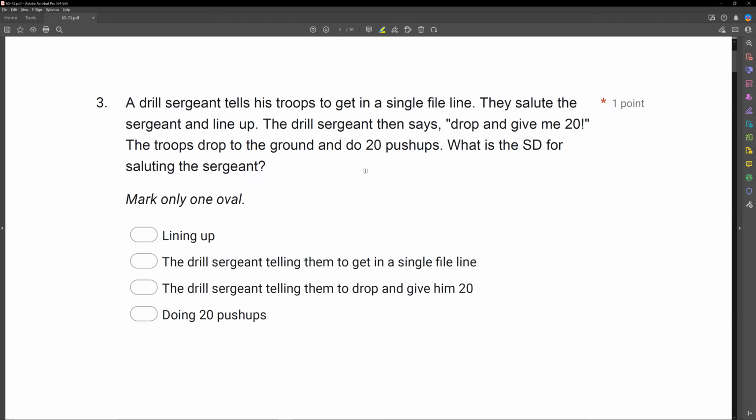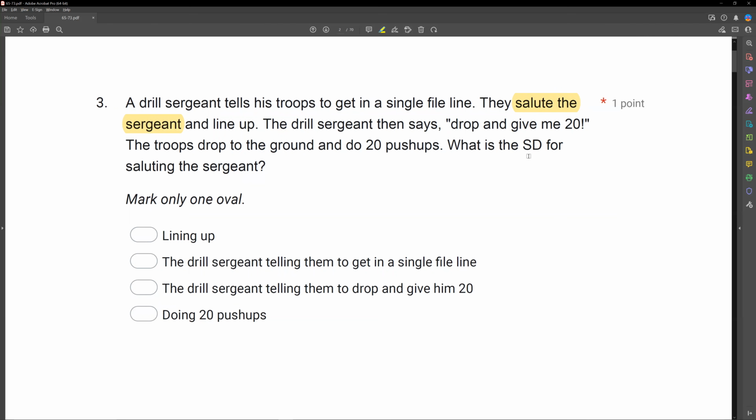Okay, behavioral question. When you get our behavioral questions, we need to, one, identify what behavior we're looking at. And then we have to identify that behavior in the context of the question, because there's a lot of different things happening here. So we're looking for the SD for saluting the sergeant. So let's find that, right? So they salute the sergeant. Here is our behavior. We're looking for the SD.